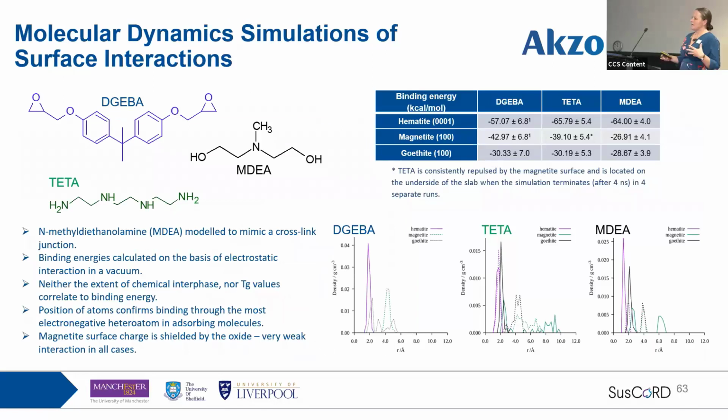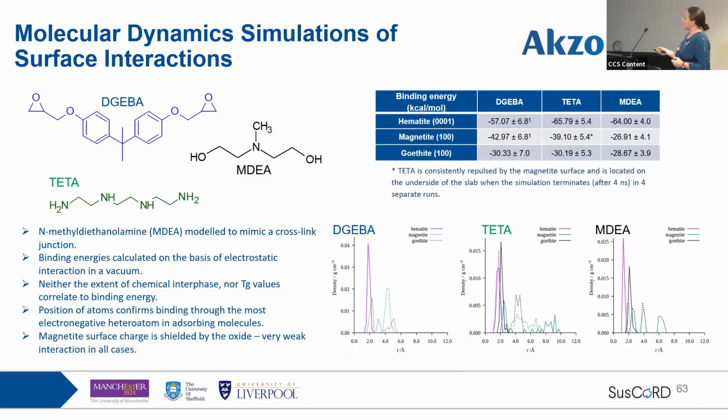So in order to try and make sense of that, we get very similar chemical gradients in the case of all 3 iron oxides, and yet we see an increase in TG only in the case of goethite. I wrote my colleague Charlie Wand into doing some molecular dynamic simulations of the surface interactions for these molecules. Here for these simulations, we're using this molecule, MDEA, as a model for a cross-link junction in the epoxy-amine network.